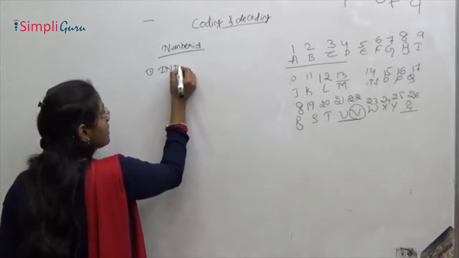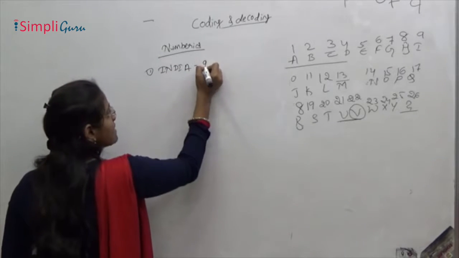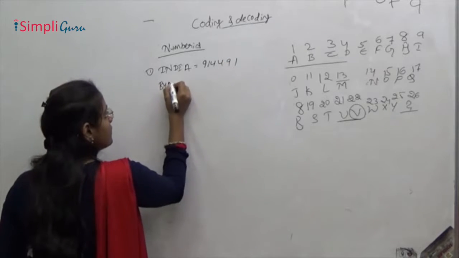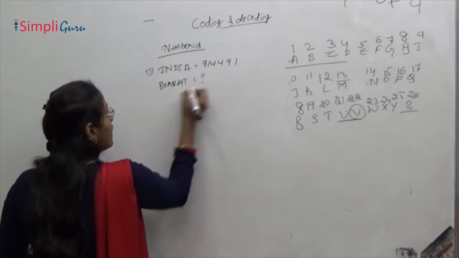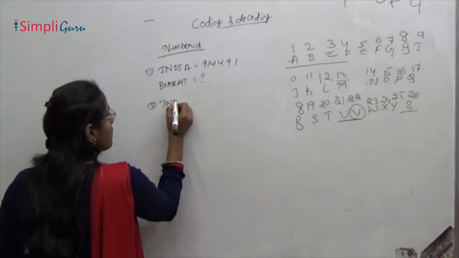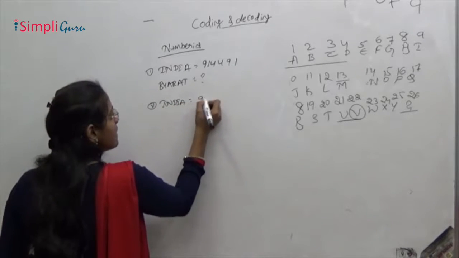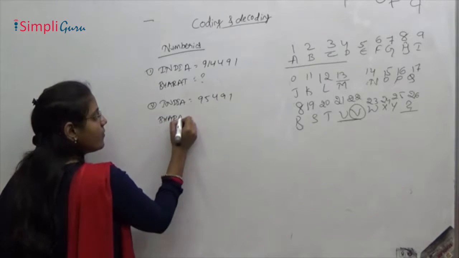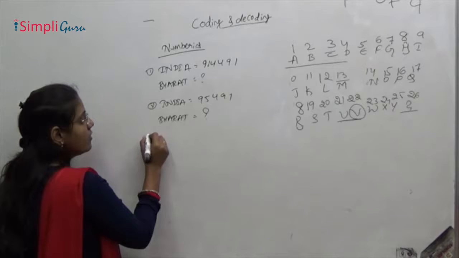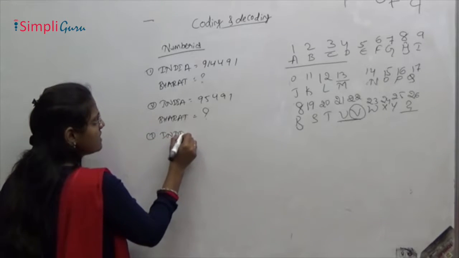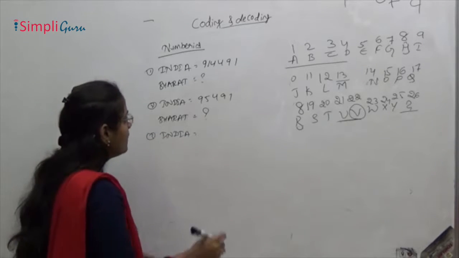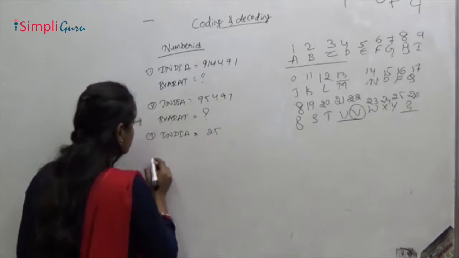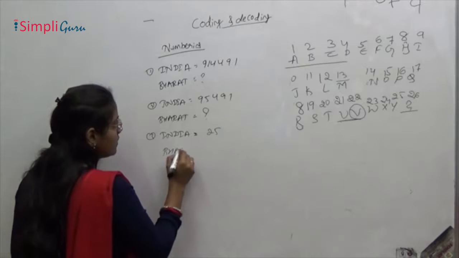What are these? Take 2 words. For India, I will code it as 9, 14, 4, 9 and 1. What is for Bharat? Again, for India, I will code it as 9, 5, 4, 9, 1. What is for Bharat? Again, for the same word, I can code in so many different ways. I will write it as 25. What is for Bharat?